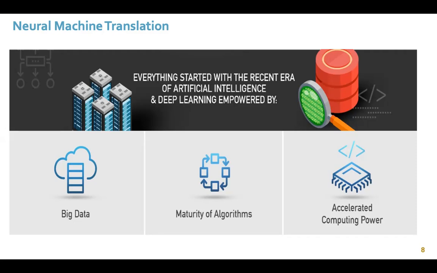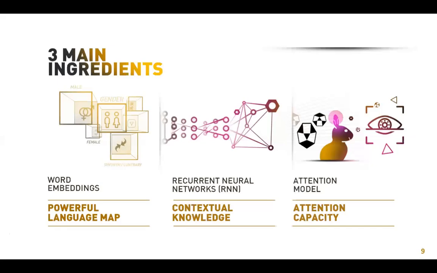And again, the number 3 that I keep using, but there are 3 main ingredients that go into building neural machine translation for a particular language. One are word embeddings to create a powerful language map. And this is a way of classifying words using numerical representation in a multidimensional space. So you see here in the slide, male and female and how they're associated with gender, and that would be reflected in the language map.